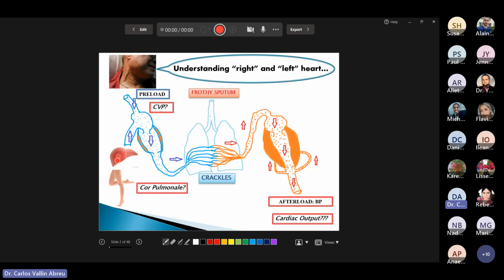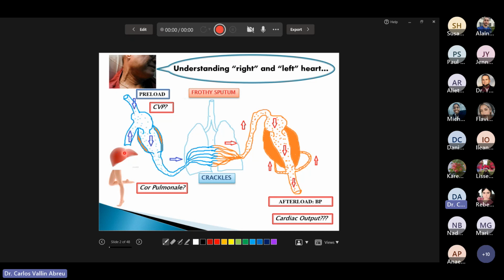When there is right heart failure, the liver increases in size because it's pulling a lot of blood inside. And for that reason, it can be easily palpable even without asking the person to take a deep breath, and it's painful because this distension of the liver produces pain.